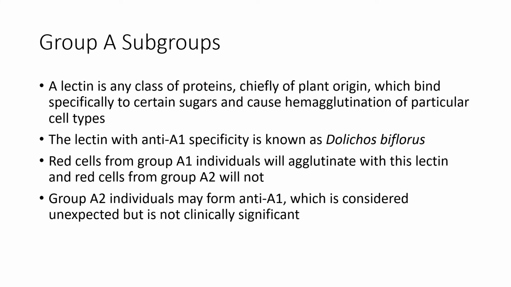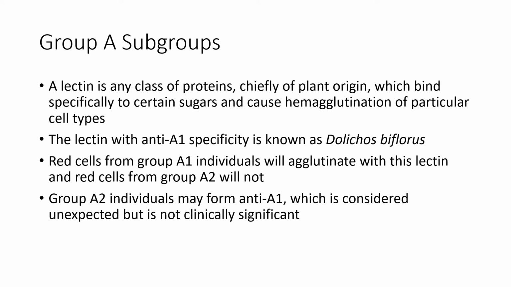A lectin is any class of protein, usually of plant origin, which binds specifically to certain sugars and causes hemagglutination of particular cell types. The lectin with anti-A1 specificity is known as Dolichos biflorus. Red cells from group A1 individuals will agglutinate with this lectin, and red cells from group A2 will not. Group A2 individuals may form an anti-A1, which is considered unexpected, but it is not usually clinically significant.